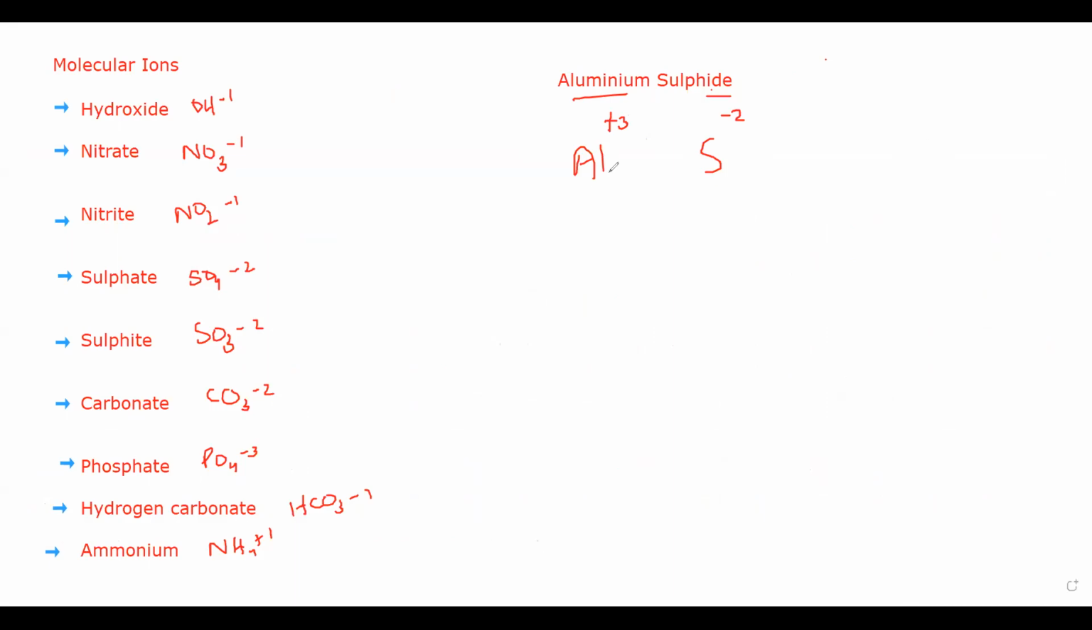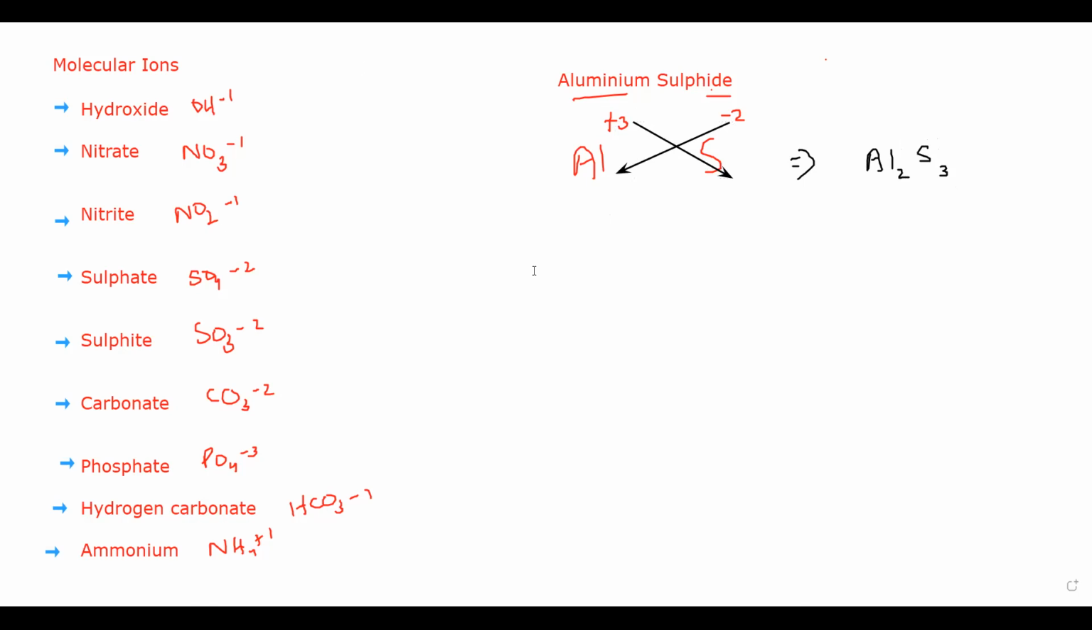It is sulfide, sulfur. Sulfur chemical symbol is S. So what we do, we cross multiply. This 2 with the sulfur will come with aluminium, and this 3 with aluminium will come with sulfur. So the formula for aluminium sulfide will be Al2S3.